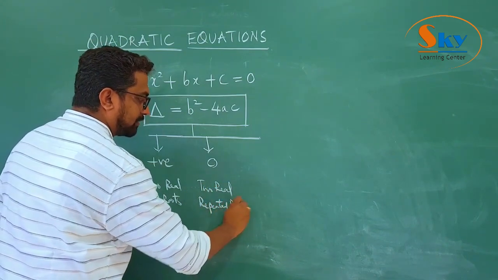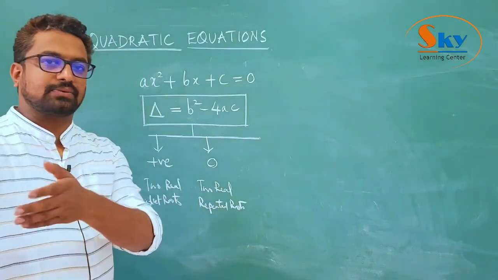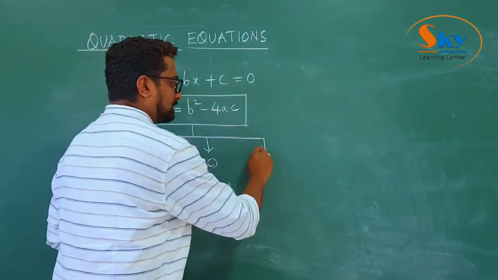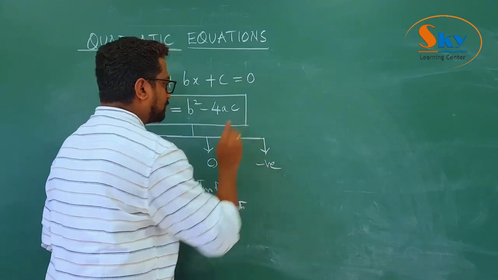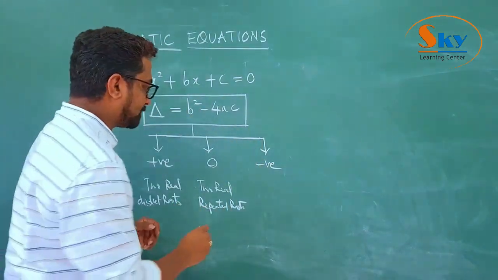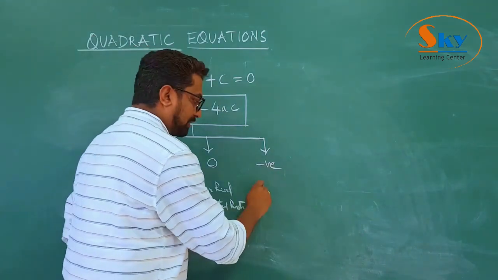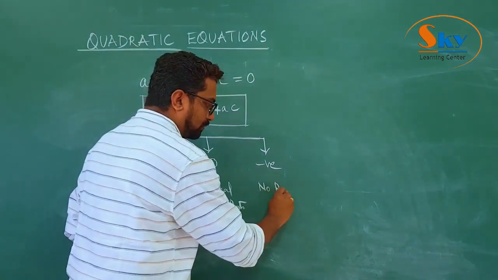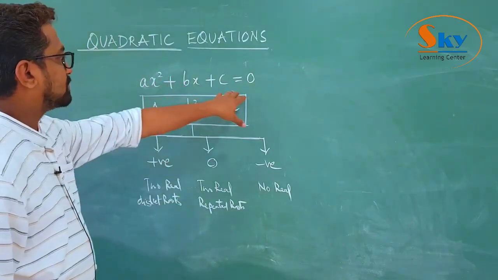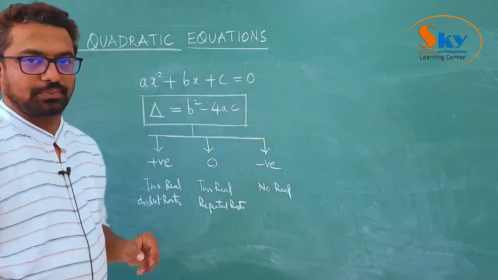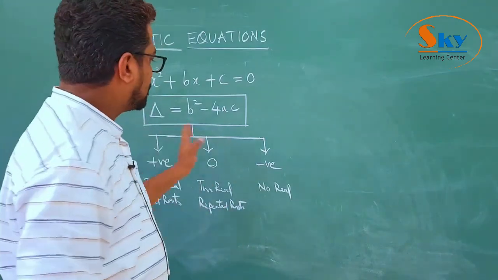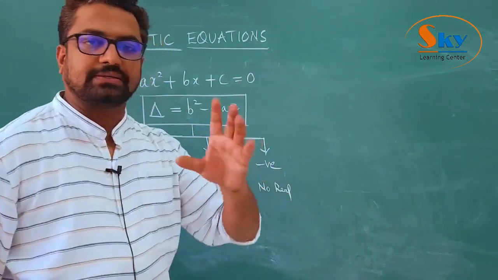So what do you mean by repeated roots? x equals 3 or x equals 3. So you are going to get the same values. Or in case you have a negative value for b square minus 4ac, then the roots are not real, or no real roots exist for this equation ax square plus bx plus c equals 0. Let me take one simple example and show you how to check the nature of roots.